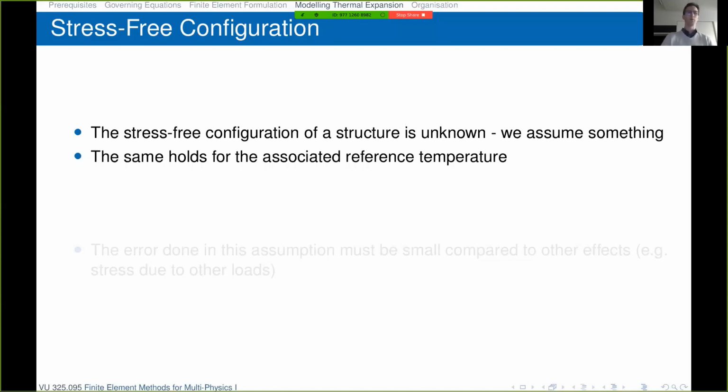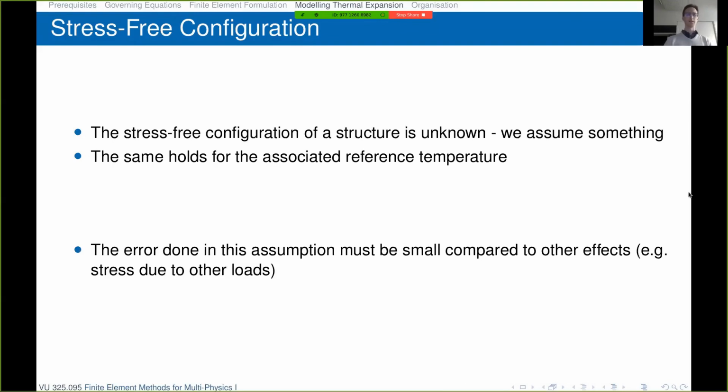And the same holds for the associated reference temperature. So you usually set, say at room temperature, I think my part is stress-free. However, that does not have to be true. For example, due to production processes, there might be internal stresses in the part already. So in order for this assumption to be valid, the error made by this assumption must be small compared to other effects you're investigating, for example, the external loading on the part you're considering. And this is often the case, but does not have to be true. So be aware of these assumptions you're taking.